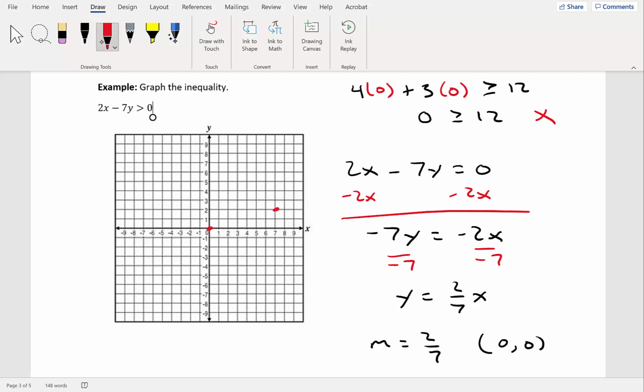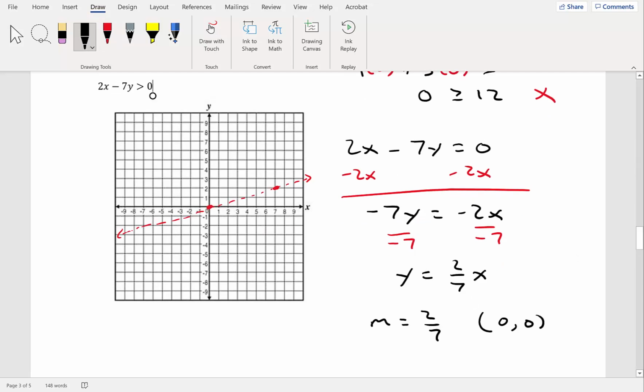Now, since the inequality I have is just a greater than symbol, it's not greater than or equal to, this means I'm going to have a dotted line. So let's go ahead and connect these with the dotted line. And now I have the graph of that line. But remember, we still have to figure out what side to shade in. So let's go ahead and pick a test point.